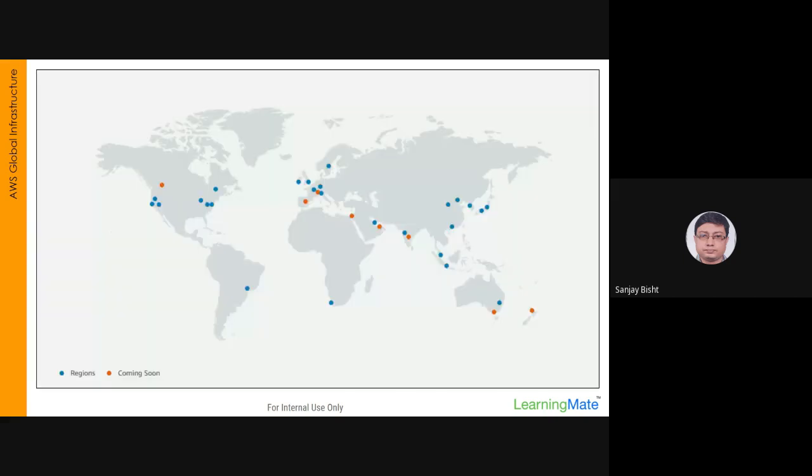Okay, and this is basically the pictorial presentation of the regions across the globe. All the blue dots that you are seeing are the regions that are presently present across the world, and the orange ones are the ones proposed by AWS, where they are going to create new regions. So if you see in India, we already have a region in Mumbai, and I think somewhere in Hyderabad they are planning to create a new region.